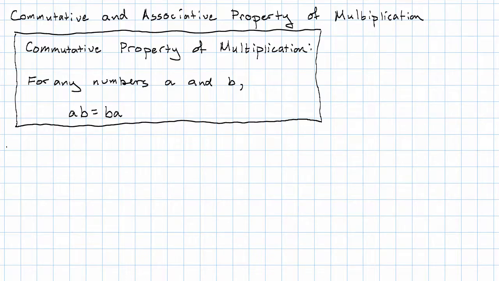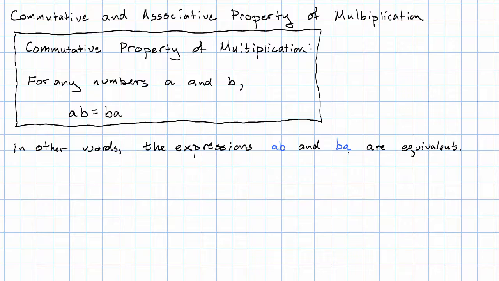Or again, we could state this in terms of equivalent expressions. The expressions ab and ba are equivalent. This is a property that multiplication has. Recall that addition also has this property. The commutative property is a property of addition and also of multiplication.